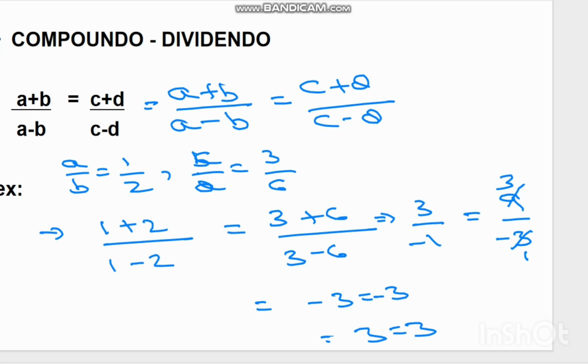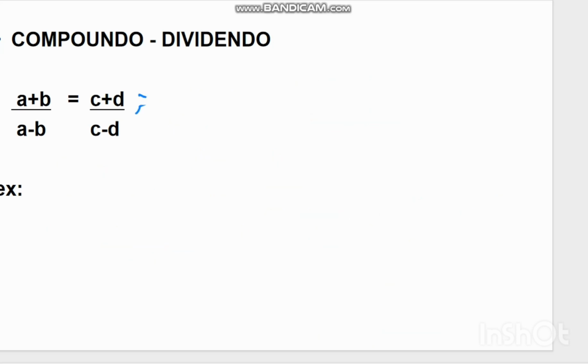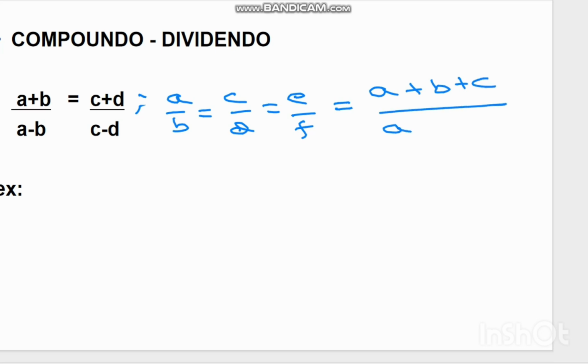And in componendo and dividendo, if A by B equal to C by D equal to E by F, then we can write it as A plus C plus E by B plus D plus F.